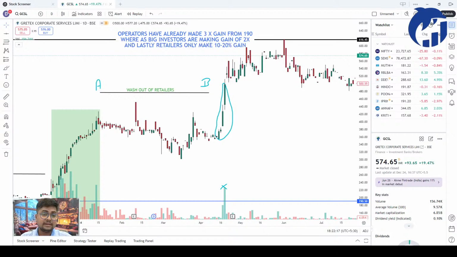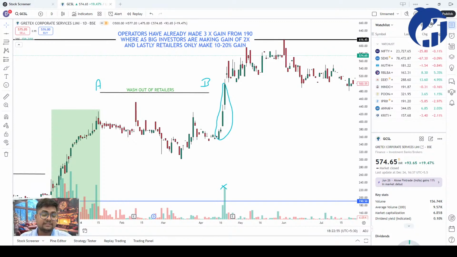So let's break down how different players target profits at various market levels. We can see the main funds have got 3x of return, the big investors are getting 2x of return, and the retailers operate with just a small profit of 10 to 20%, right? We have seen the main funds usually target 3 to 5x of the return, and they are getting it here. They are entering at position 190 and exiting at 600 level, so they are easily making their long term holding and expected gains on it.